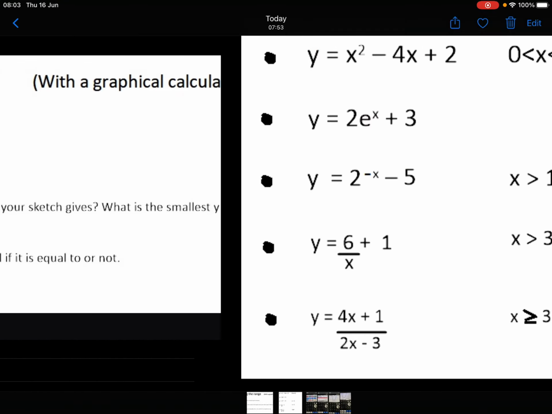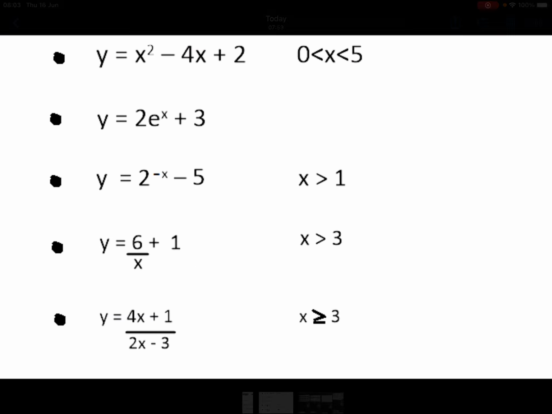The examples we're going to do are the same ones from the previous video, but we're obviously going to be doing this with a graphical calculator. So these are the 5 examples we're going to be looking at. We're going to look at y equals x squared minus 4x plus 2, where the domain is that x is between 0 and 5. So that's the first one we're going to look at.